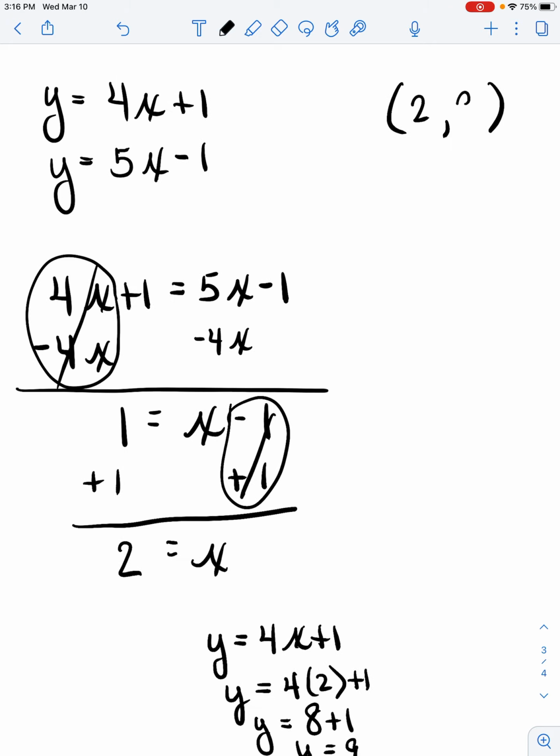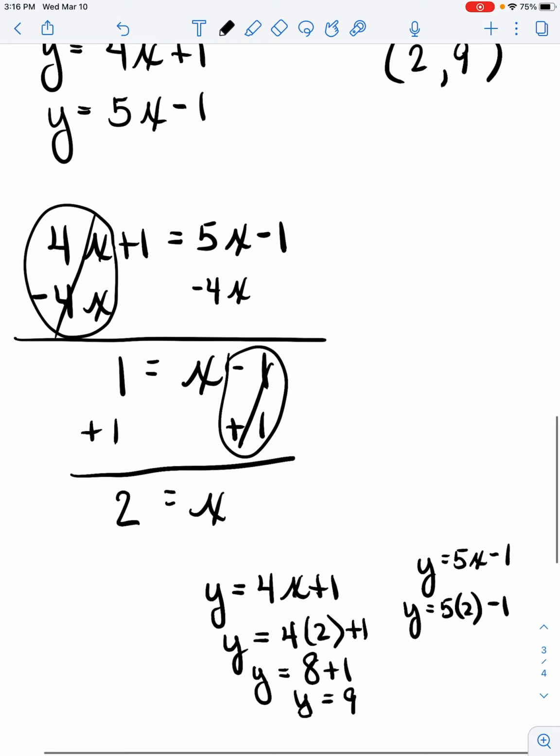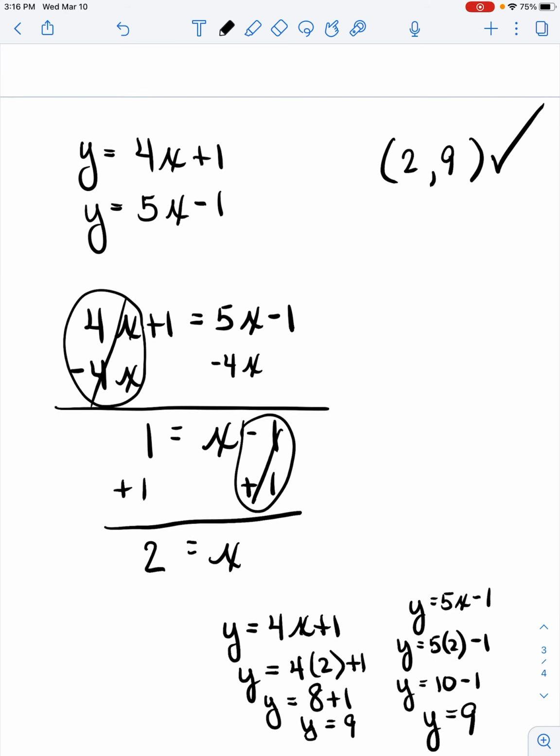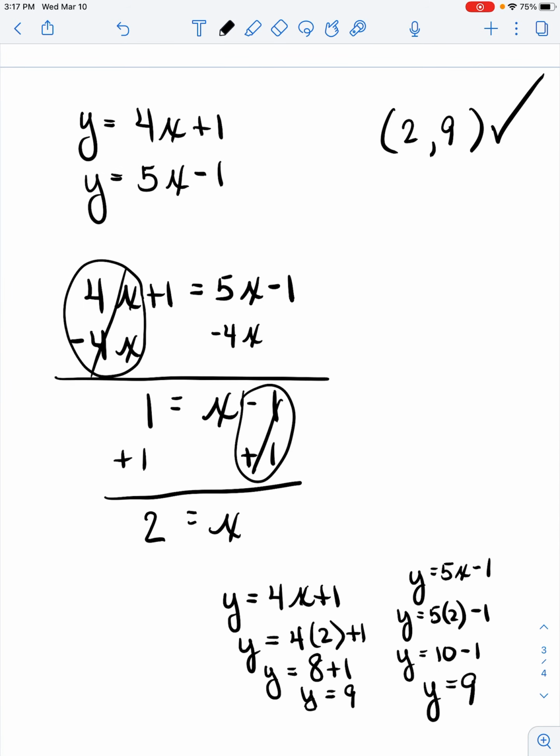Okay, so let's put 9 up here. And just to be sure, I want to check it in my second equation. So my second equation is y equals 5x minus 1. And again, x is 2. So y equals 5 times 2 minus 1. And that's 10 minus 1. And so y equals 9, and you see up here that it does. So voila, we have found our solution to our system of equations.